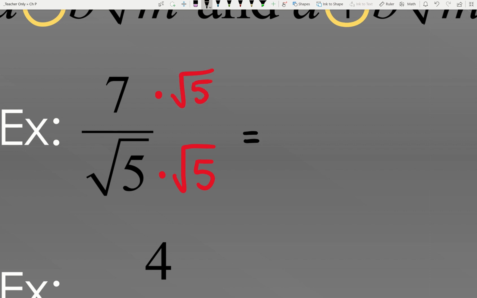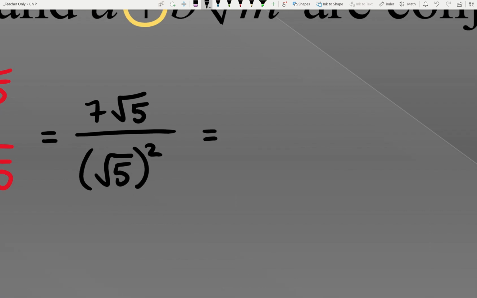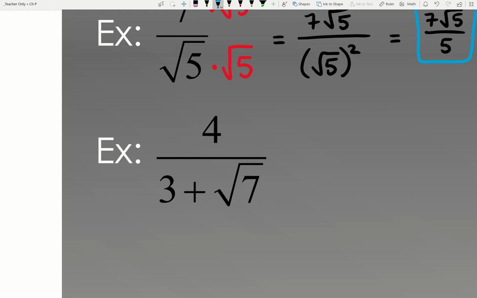And the reason that we're doing that is because root 5 times root 5, well, that's just root 5 squared. And then on top, I'm going to end up with 7 square roots of 5. And the reason that that's handy is because down at the bottom, remember that a square root and an exponent of 2, those are inverses of each other. They undo each other. So we're just left here with 7 square roots of 5 all over 5 as our final result on that. Okay?